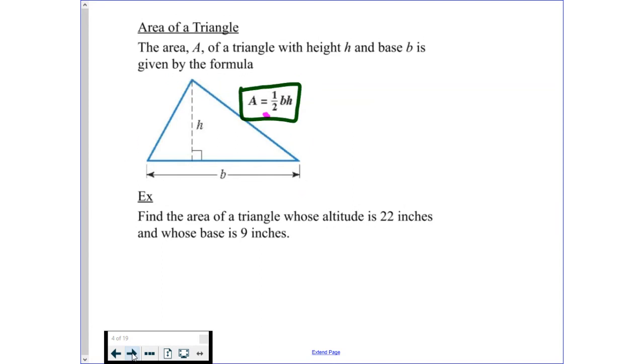Okay. Now let's do some examples. Find the area of a triangle whose altitude is 22 centimeters. Oh, sorry, the altitude is bigger, but don't worry about that. So let's say this is 9 inches. So find the area. I know this is simple. Just start, multiply, and type your answer on the chat.